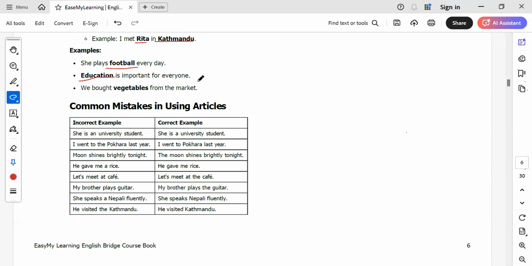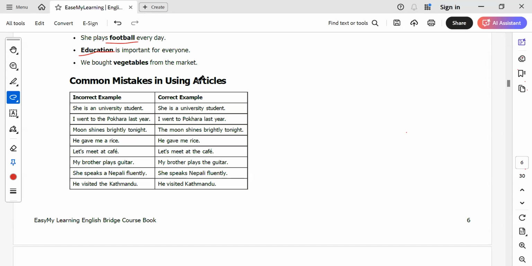Education is important for everyone. Again, we are referring to education in general. We are not referring to English education, higher school education, MBA education. So we just say education. We do not quantify it with a or the.